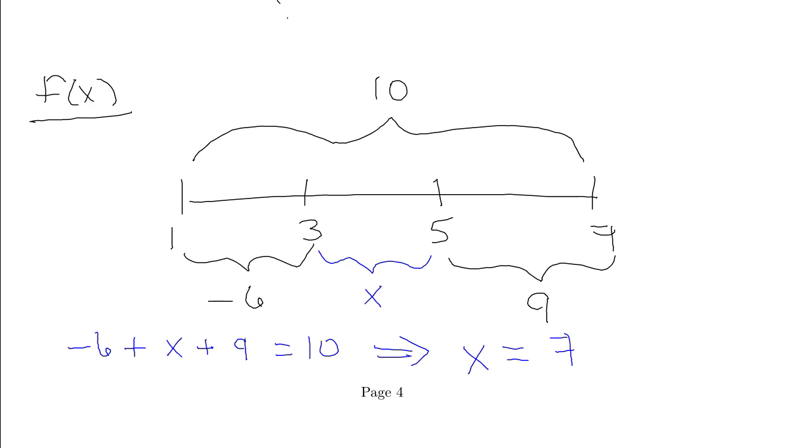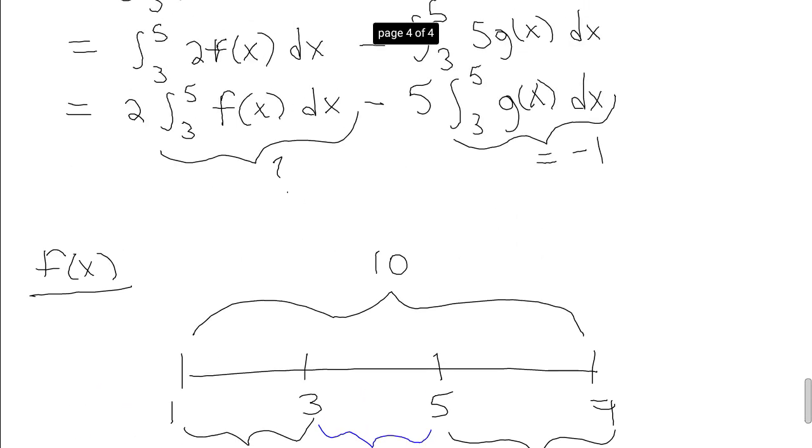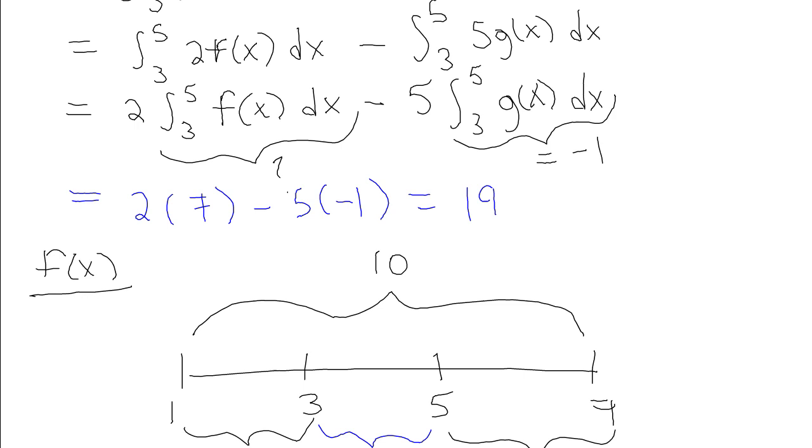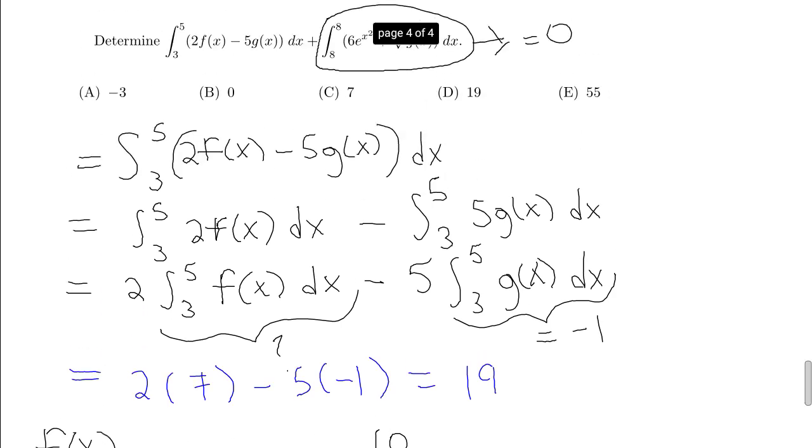So that means putting this all together, my definite integral ends up being 2 times 7 minus 5 times negative 1, and I end up getting that it's 19. So then that means that my answer is going to be D.